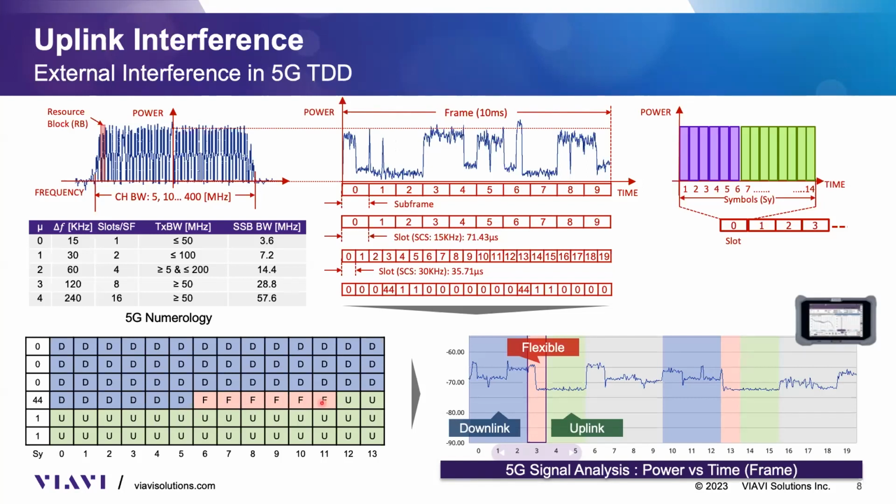So how does that look from a frame perspective? So here I have my frame. Again, this is the case of 30 kilohertz. I have my 20 slots being distributed. And as you can see, I have my downlink section, my flexible. And as you can see, here's that transition between downlink and flexible. And then I have my uplink and so on and so forth.